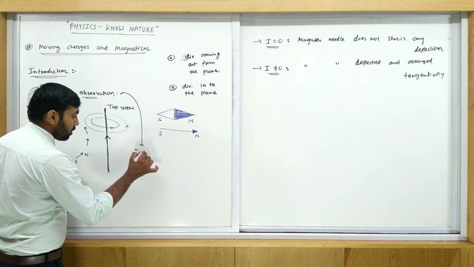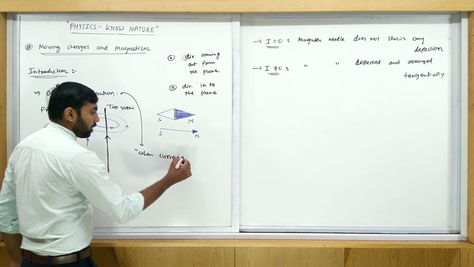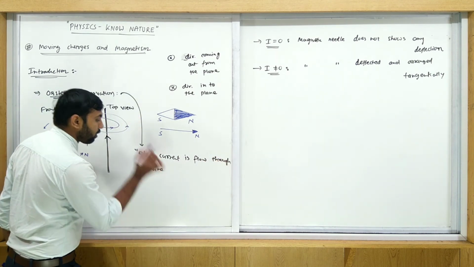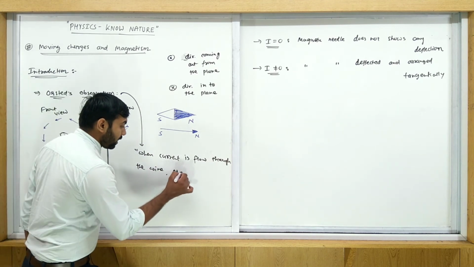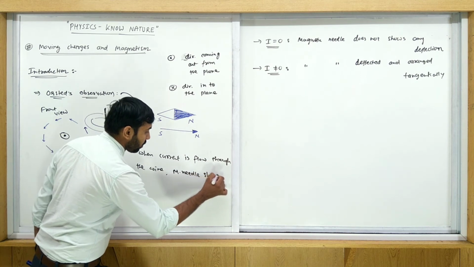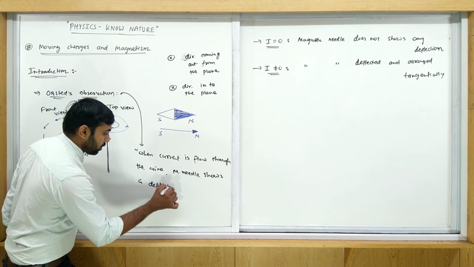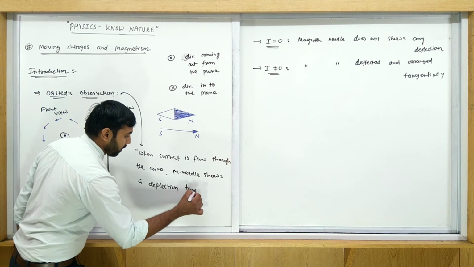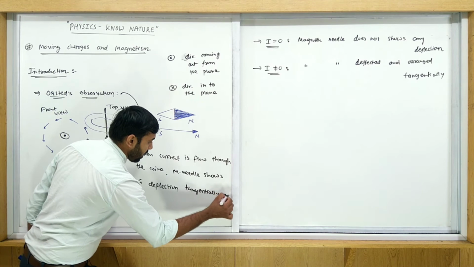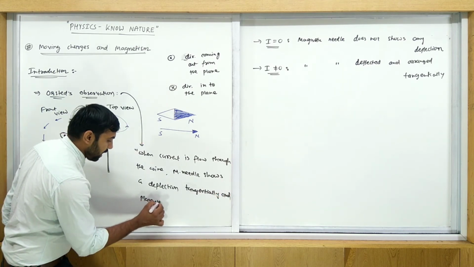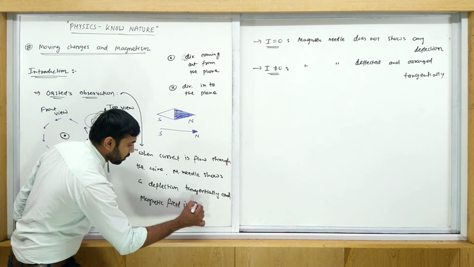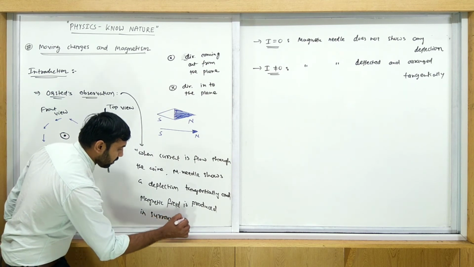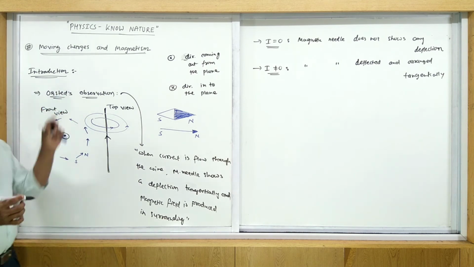So the observation is: when current flows through the wire, the magnetic needle shows a deflection tangentially and a magnetic field is produced in the surrounding. This is the observation made by Oersted.